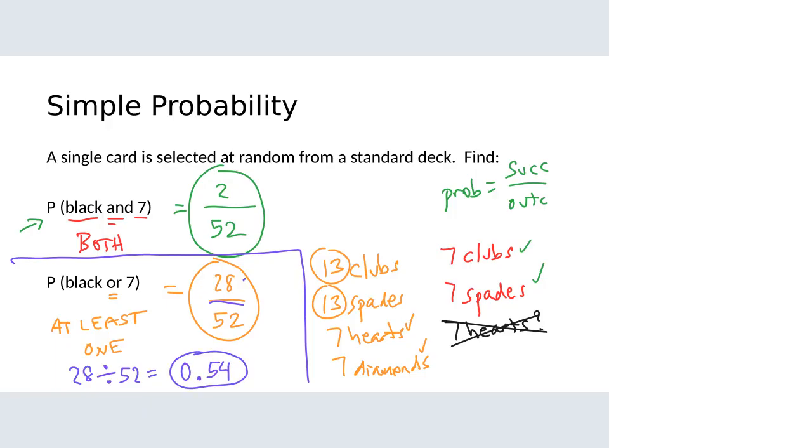So if you were asked for this as a fraction, you'd give 28 over 52. You could reduce it if you want to, but you don't have to. If you were asked for this as a decimal rounded to the nearest hundredth, you would answer with 0.54. That's fine too. Again, let me know if you have questions. Otherwise, I'll keep moving right along.